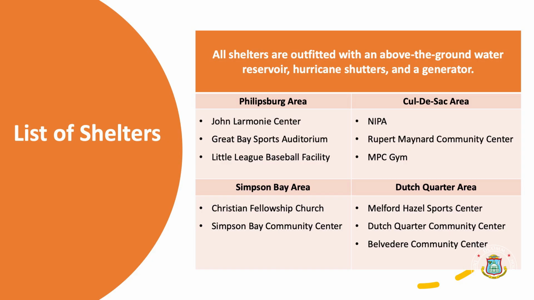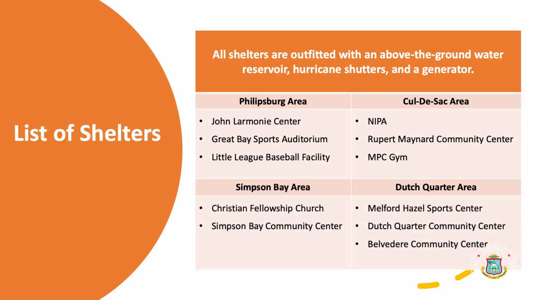So in total, this year we have 10 shelters that are available to be activated if needed. Here is the list of shelters. In the Phillipsburg area, we have the John Laminate Center, Great Bay Sports Auditorium, Little League Baseball Facility. In the Cul-de-Sac area, we have NEPA, Rupert Maynard Community Center, and Milton Peters College, the gym.